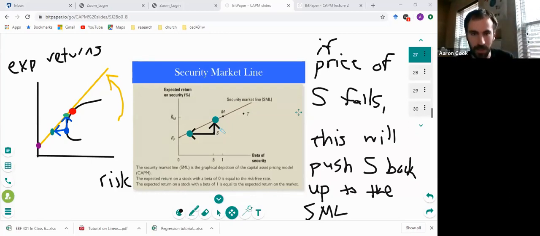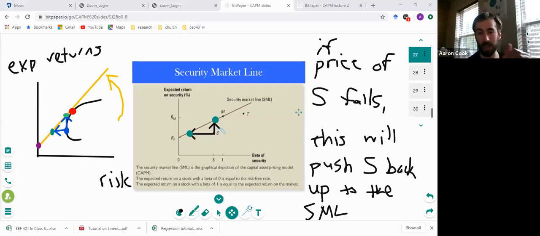Right now it's sitting below the security market line because it has a high cost relative to its return. But if the price of it falls, then it becomes more attractive. The returns relative to the cost are going to go up. And so that's going to push it back up onto the security market line. And you'd expect the price of that asset to fall until it winds up back on that security market line.